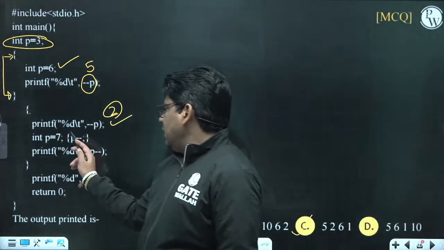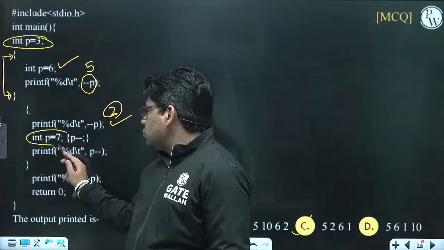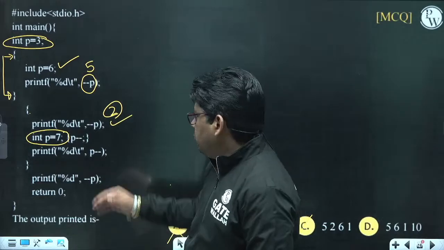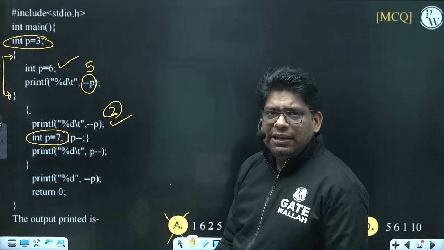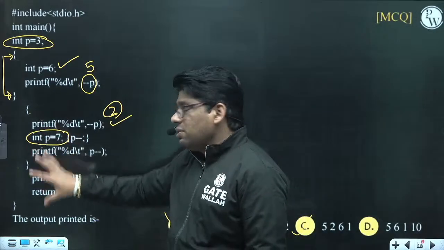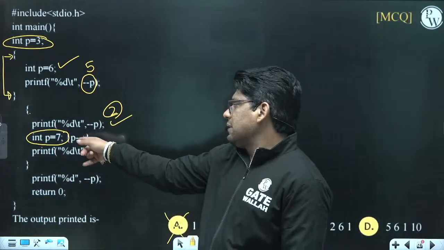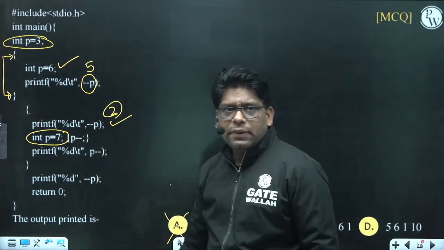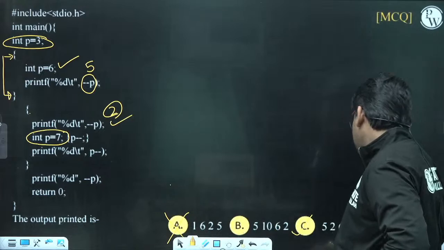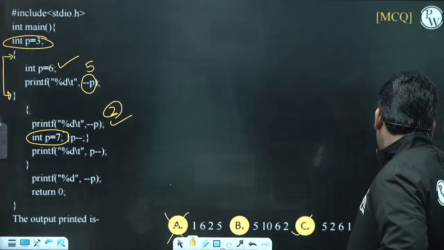Although in GATE they will not provide such questions in which a variable is declared later, because not every C compiler supports this. So in GATE they will not ask such a question in which a variable is declared later. Okay, but we got the answer because none of these is present. We got the answer as option C.